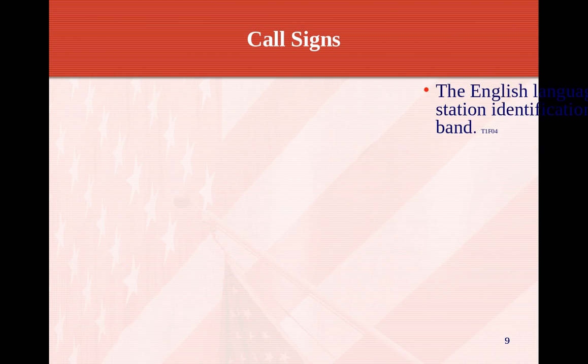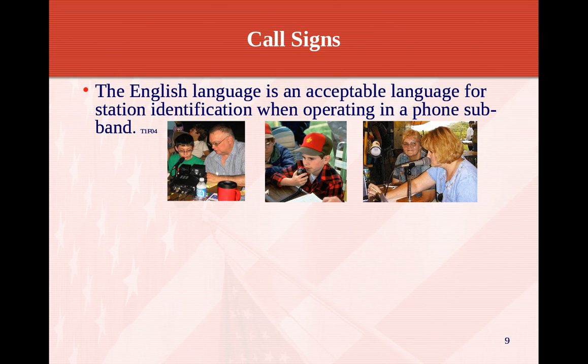It's real easy. The English language is the acceptable language for station identification when operating in the phone subband. So, for example, we have a repeater down in New Bedford, and you hear Portuguese back and forth every once in a while. That's perfectly fine. You can speak any language you want, but you want to identify in English.